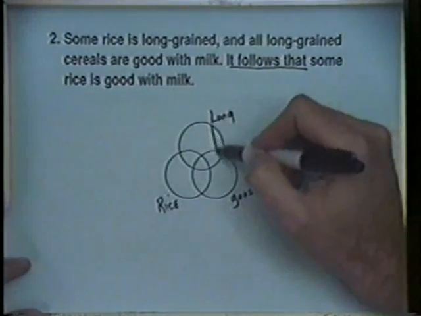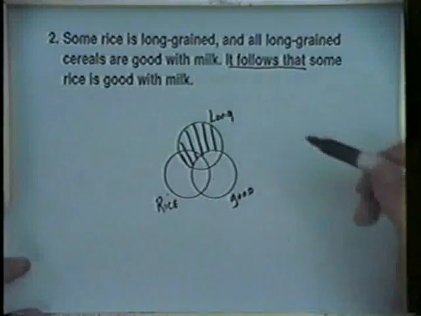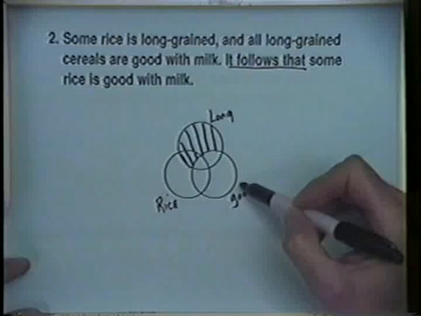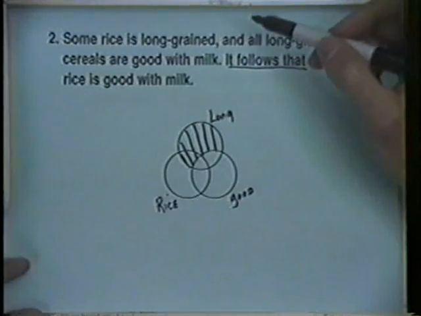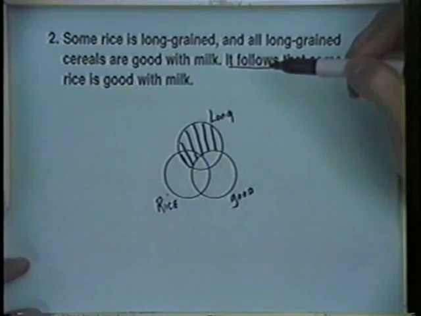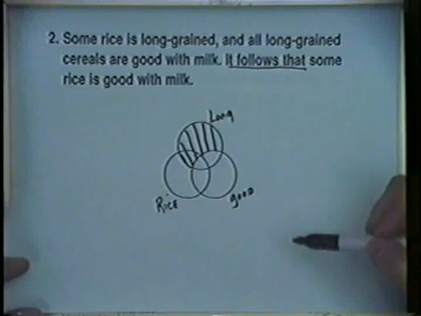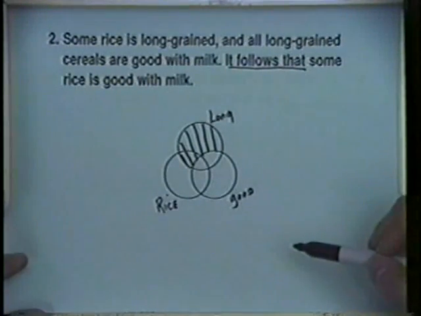So we need to eliminate all of the circle indicating long-grain cereals except that part which is also part of the circle good with milk. Now, first premise, some rice is long-grained. Remember, when you're doing existential premises, you don't use shading as a technique, but you use an X. You place an X in part of the graph.